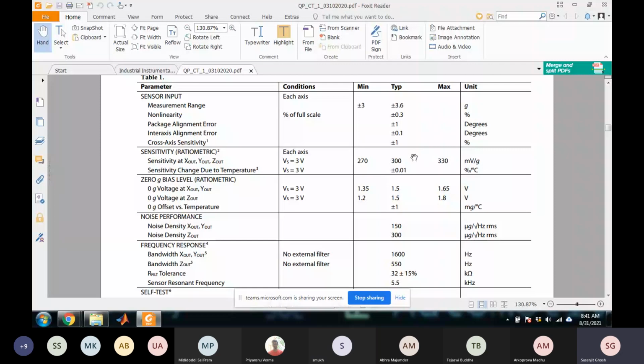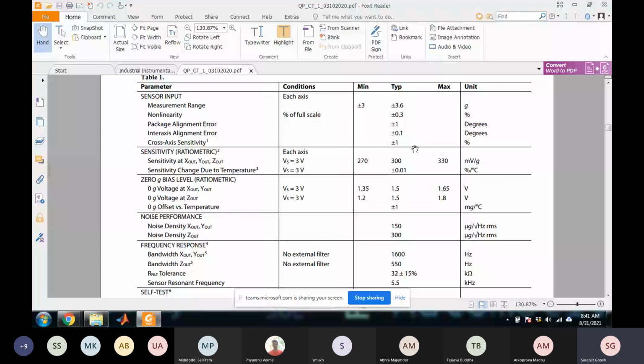Okay, so this sensitivity is actually referring to that K term. In the theory part we have seen that the output equals some K into A. So that K is referring to the sensitivity of the output with respect to change in input. So here it is that sensitivity. So from here you can identify the minimum value and maximum value of output voltage if we are only considering the sensitivity.